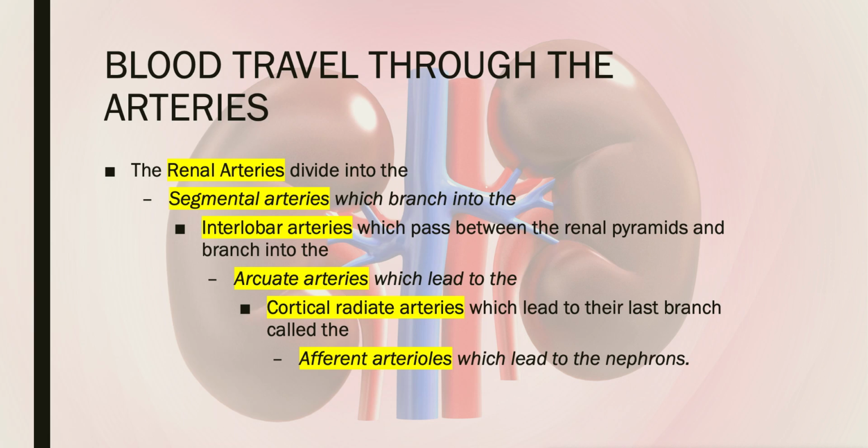Blood travels through the arteries. The renal arteries divide into the segmental arteries, which branch into the interlobar arteries, which pass between the renal pyramids and branch into the arcuate arteries, which lead to the cortical radiate arteries, which lead to their last branch called afferent arterioles, which lead to the nephrons.